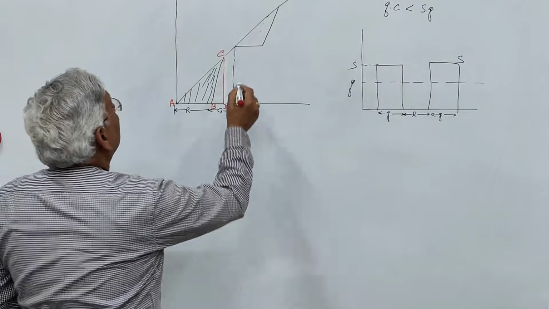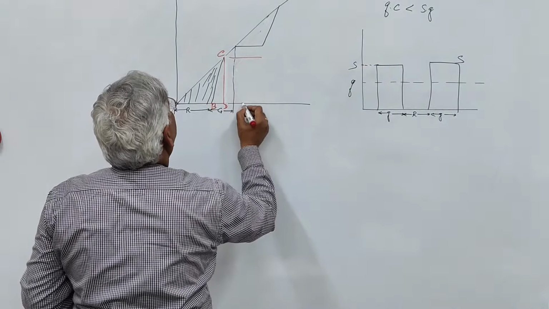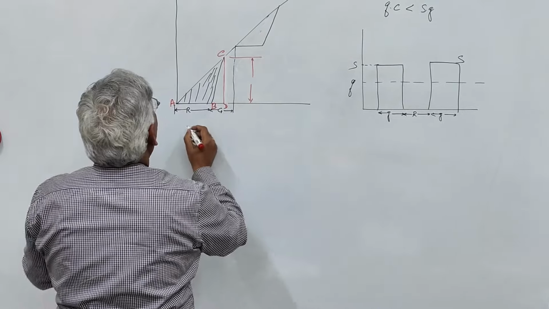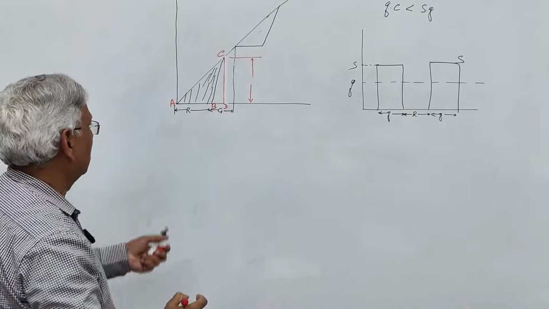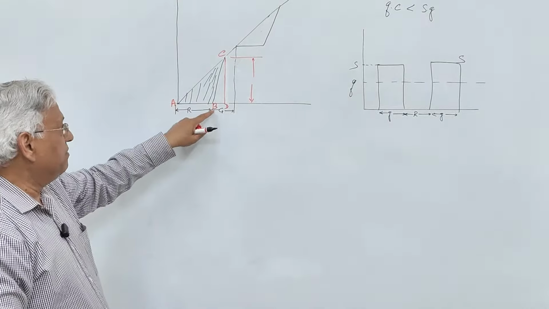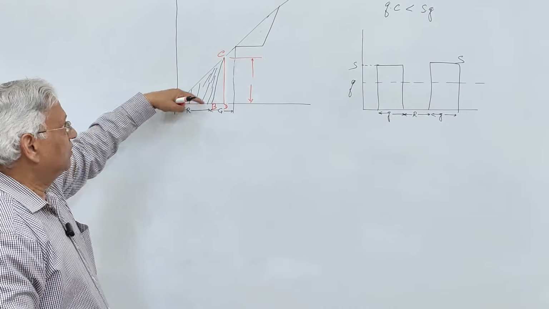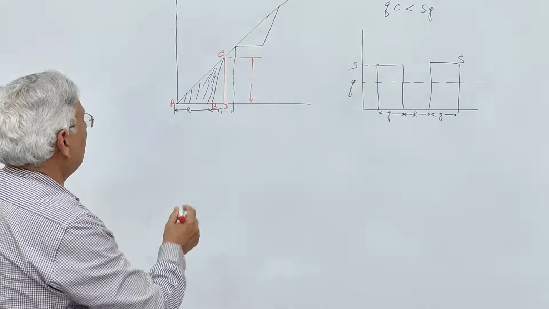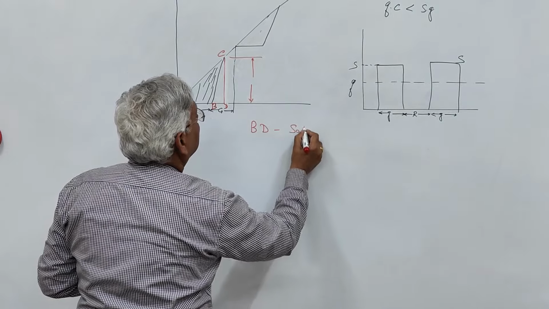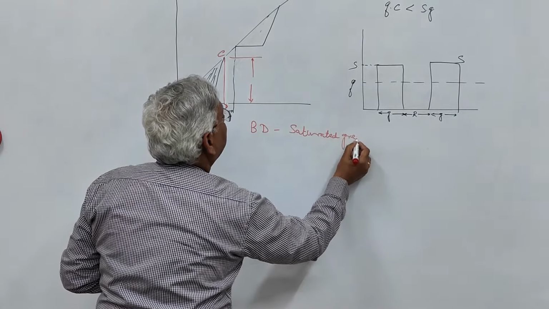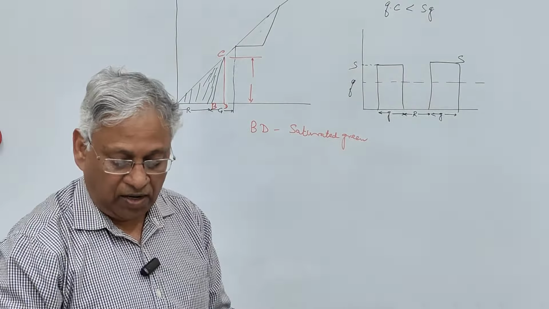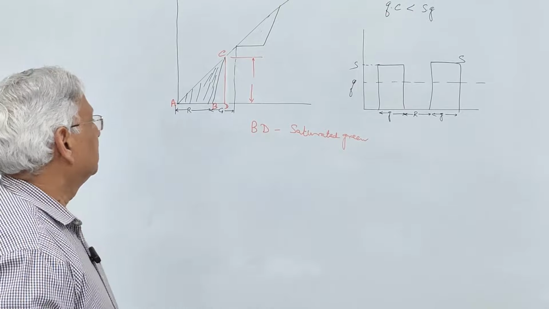So you need to know this ordinate CD. How much is this ordinate? And how much is AD? AB. AB is that time. So if you know AB, you know the ordinate, you can find the area of this triangle. Now what is BD? BD is what we call the saturated green. This is the time during which there will be a queue of the vehicle to depart from the stop line.